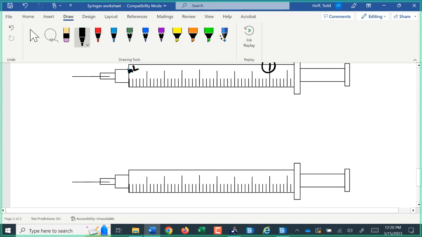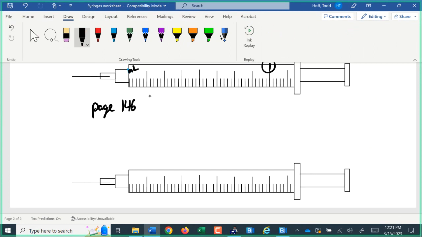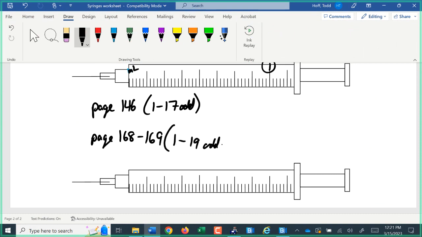Okay, so for Friday, page 146, 1 through 17, the odds. That is dealing with the solution concentrations. And page 168 through 169, 1 through 19, the odds, looking at reading syringes.